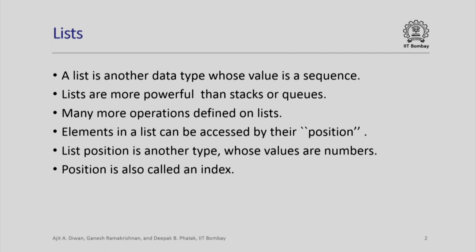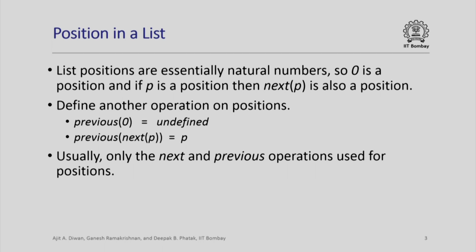So, position is also another type whose values you can think of as just numbers, or sometimes we also call it an index in an array. So, list operations use positions in the list as parameters, and we will see that we can define many more operations on lists compared to stacks or queues. So, list position is another type whose value you can think of as just a number.